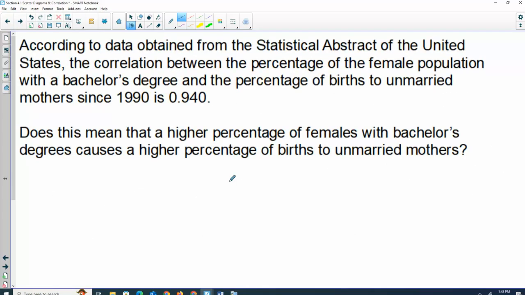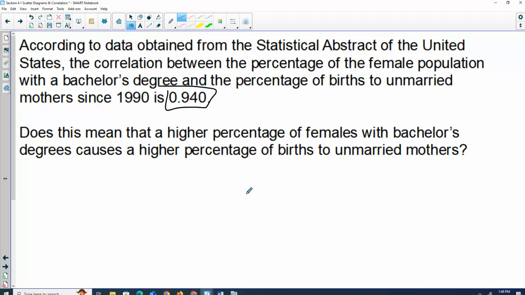Here's a question for us to think about. According to data obtained from the Statistical Abstract of the United States, the correlation between the percentage of female population with a bachelor's degree and the percentage of births to unmarried mothers since 1990 is 0.940. Does this mean that a higher percentage of females with bachelor's degrees causes a higher percentage of births to unmarried mothers? Does that tell me one thing causes the other?